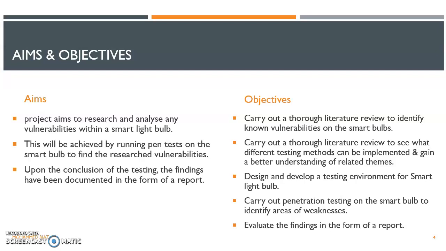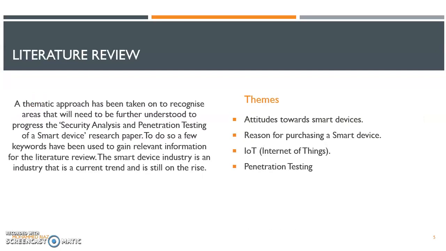So this was purchasing any necessary hardware I would require, which does include the smart bulb, and in addition to this, downloading the virtual machine on a laptop. And then once this has all been purchased and installed, carry out penetration testing on the smart bulb to identify areas of weakness. And then, if that has successfully been completed, I would have then evaluated the findings in the form of a report. By setting out objectives, it allowed me to identify which stage I was at each moment. It allowed me to make a mental checkpoint in my head and see how far along I was getting, and how I can progress from there.